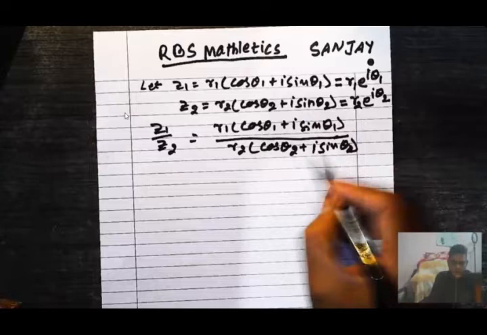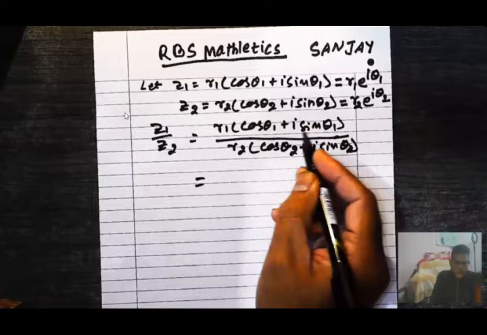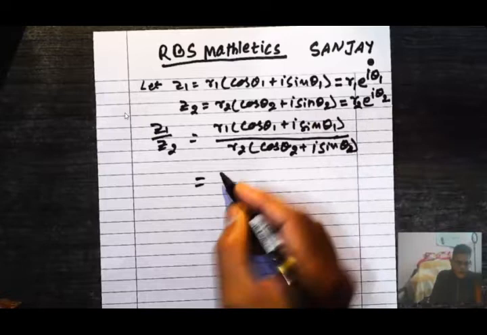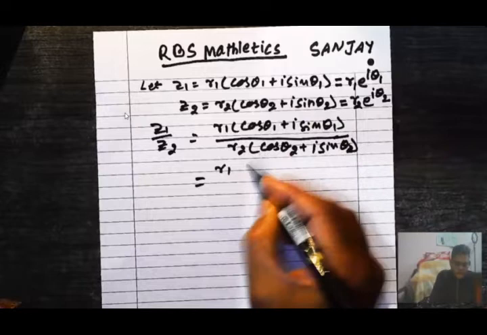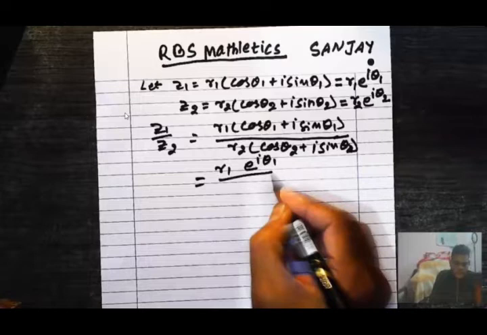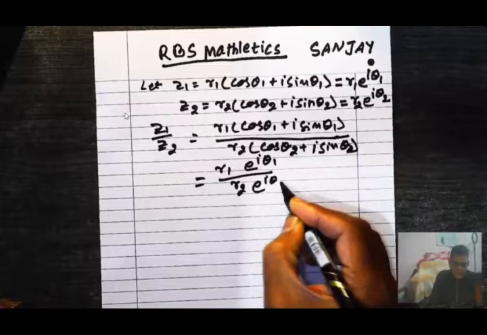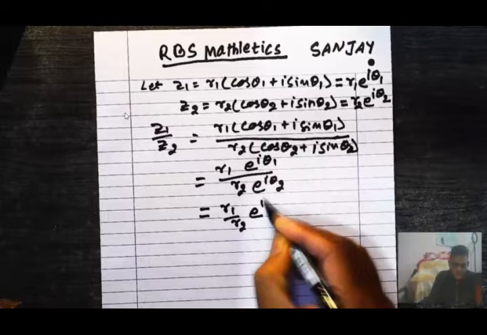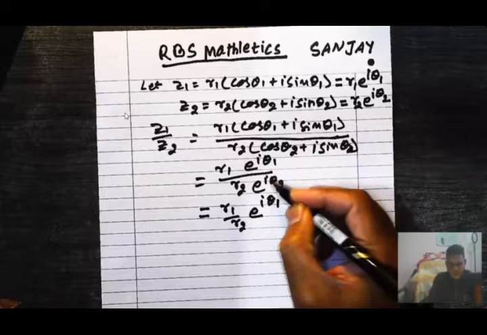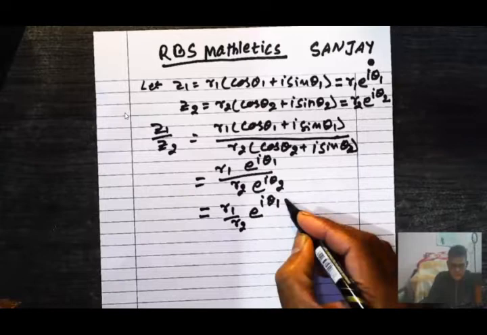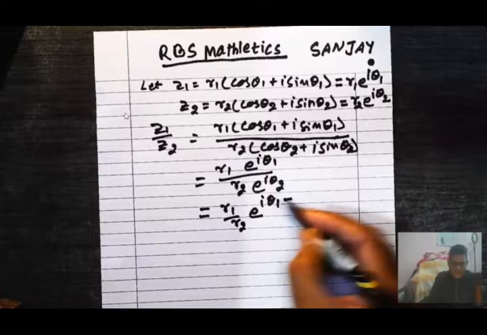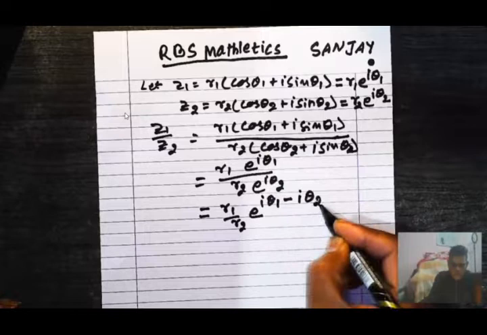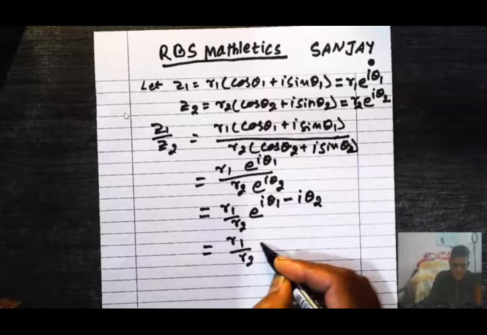So what you can do is, you know that cos theta 1 plus i sine theta 1 is in fact the Euler number. So here you can write r1 e to the power i theta 1 over r2 e to the power i theta 2 in the denominator. Taking r1 and r2 outside, we have e to the power i theta 1. And when you divide two numbers in algebra, the powers get subtracted. In the numerator it is i theta 1, in the denominator it is i theta 2, so you can write i theta 1 minus i theta 2, and taking i common, it is theta 1 minus theta 2.